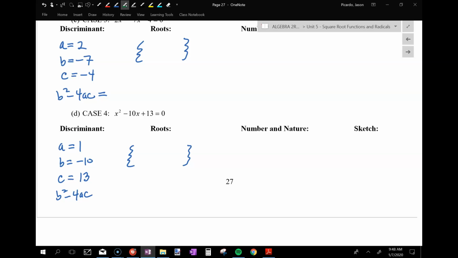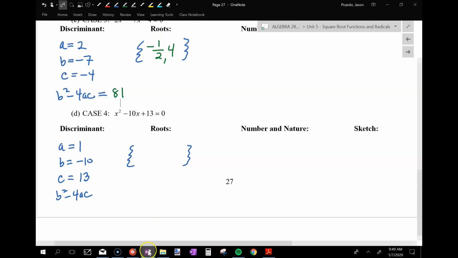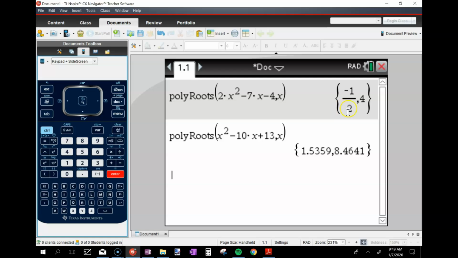Okay, do we got a b squared minus 4ac for example C here? What do we have for case number 3? Okay, you gave me the roots, negative 1/2 and 4. What'd you get for the discriminant? 81, guys? Does that sound good? Okay. Guys, where did this come from? How did I get these? You better have done polyroots, right?